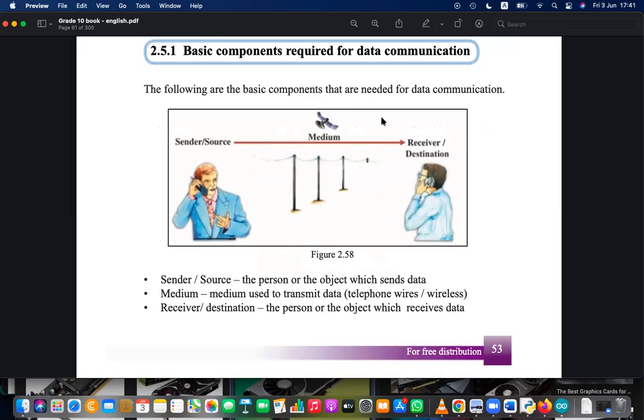Communication is expressing of information or sharing information. You cannot say exchanging information. That is a wrong term which is used in the Sinhala medium. That is wrong. Exchanging means swapping.